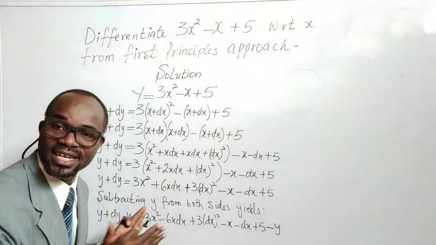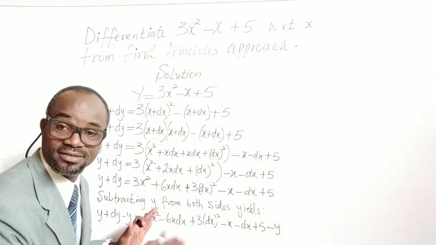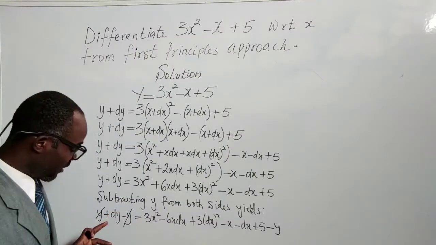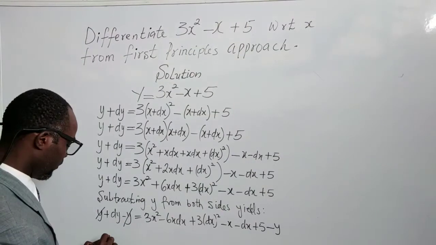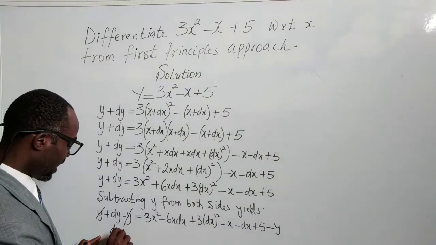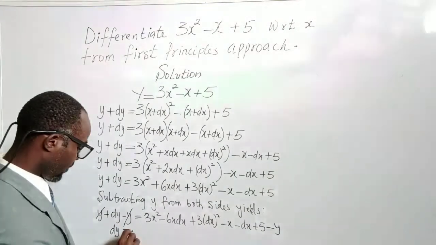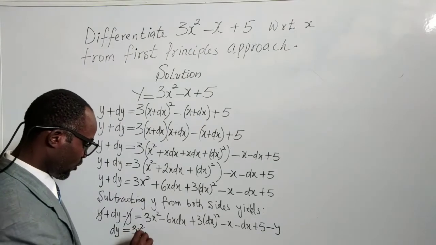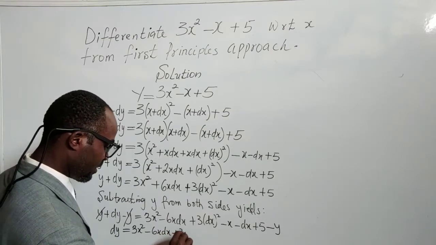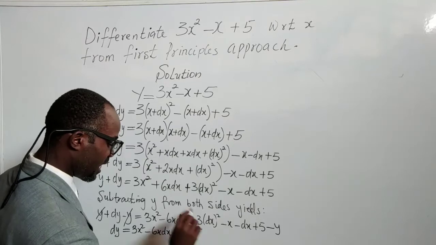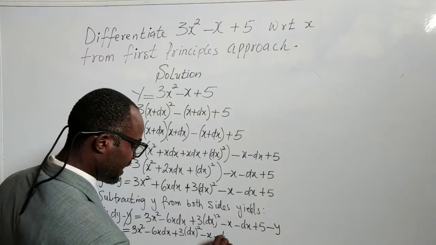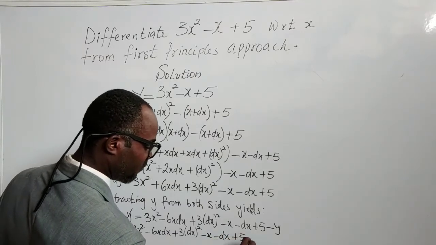What do we do next? We cancel out where necessary and see what remains after our cancellation. It's very simple. This positive y will be taken care of by this negative y, and we are left with dy. So I think it's all over. We have dy is equal to 3x squared plus 6x dx plus 3 bracket open dx squared bracket close, and then minus x minus dx plus 5, and finally minus y.